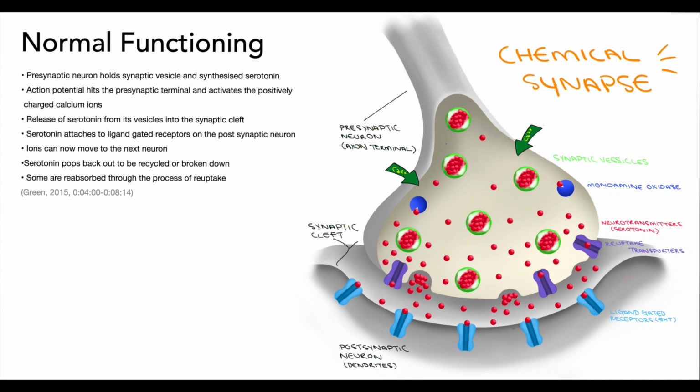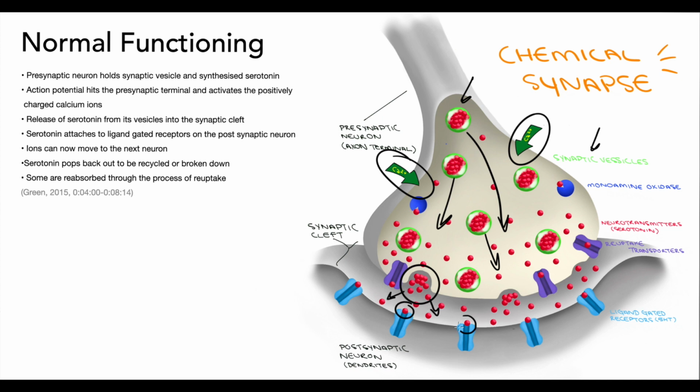So here I have a drawing of a chemical synapse I made. What I don't show is that further up the neuron, serotonin is actually synthesized. When that happens, it's collected into these synaptic vesicles and they travel further down the axon terminal. So when the action potential hits the presynaptic terminal, it activates positively charged calcium ions to enter the cell. What this does is that it forces all of the synaptic vesicles to be pushed down towards the axon terminal and forces serotonin to be released into the synaptic cleft.